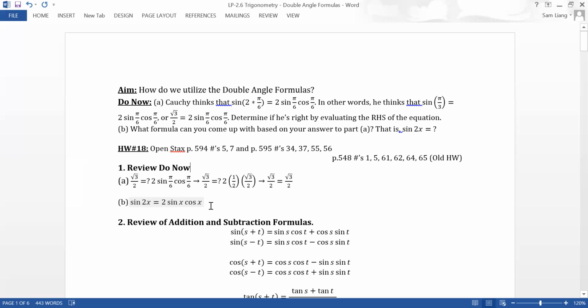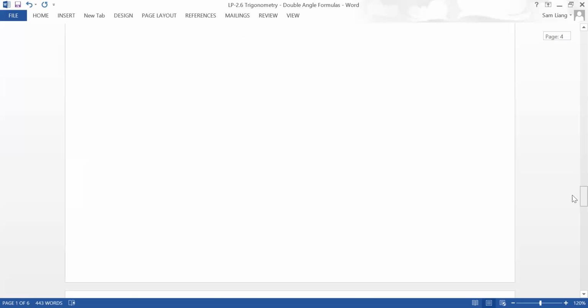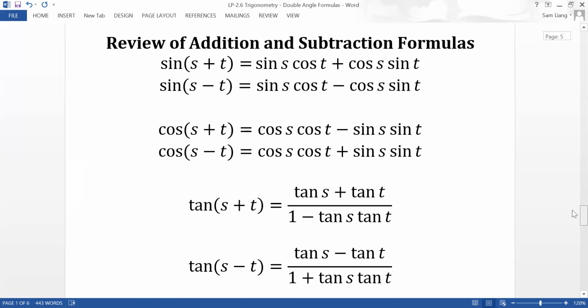Before we get to the double angle formulas though, I'm going to show you a quick slide of the addition and subtraction formulas from last time. So I have that here, but let me show you the slide. Okay, so here are the addition and subtraction formulas. So we have sine, cosine, and tangent, right? And you don't have to copy these down. These are the same formulas from last time, but just as a reminder, we're going to be using these throughout today's lesson. So just for reference, here they are. Keep them in your memory.